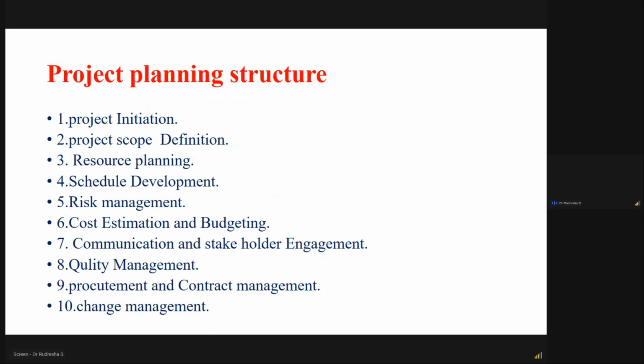Next, project planning structure. See, that is very, very important. Project initiation, project scope definition, resource planning, schedule development, risk management, cost estimation and budgeting, communication and stakeholder engagement, quality management, procurement and contract management, change management. Project planning structure: project initiation, project scope definition, resource planning, schedule development, risk management, cost estimation and budgeting, communication and stakeholder engagement, quality management, procurement and contract management, change management. This is the project planning structure.